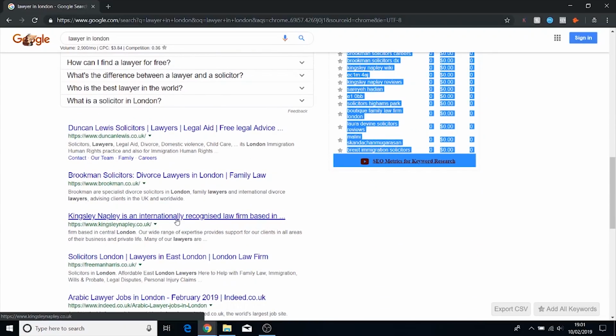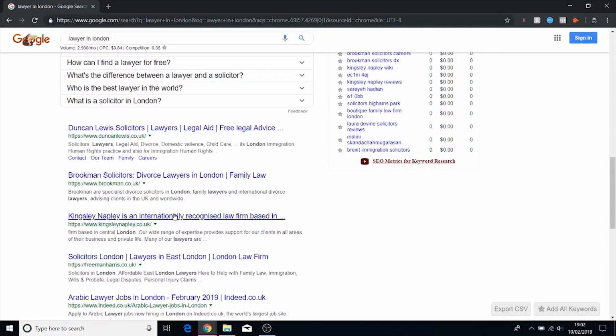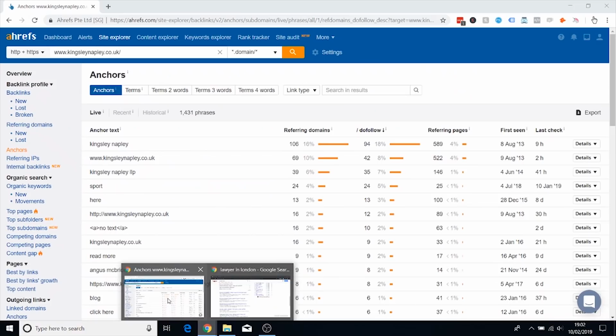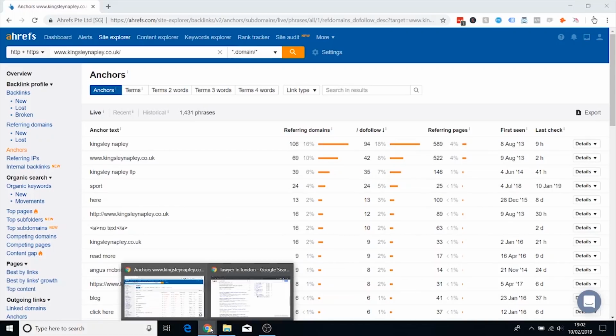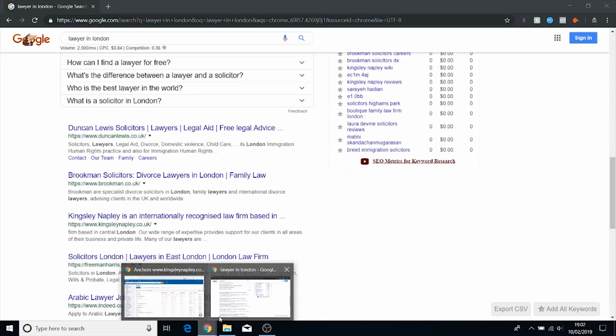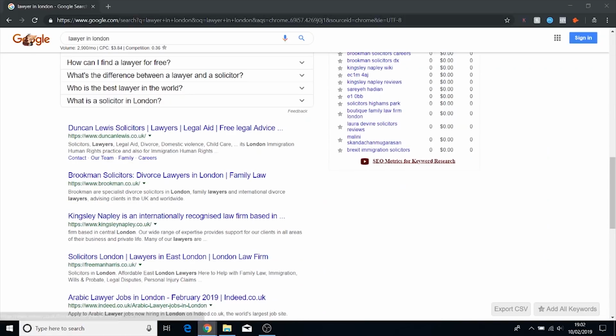Confused myself there. All right, so they are not ranking as well as brookman.co.uk because their anchor text, and this is gonna sound so simple, and please don't make it more complicated than this, this is how simple it is, right? A computer is reading here Kingsley Napley. I don't know if I'm pronouncing that right. If you remember from looking at brookman.co.uk, they had Brookman solicitors.